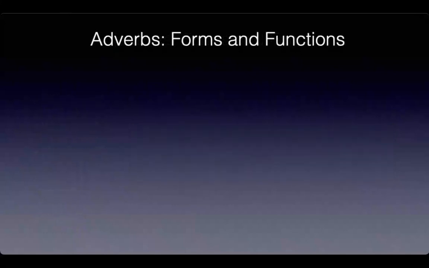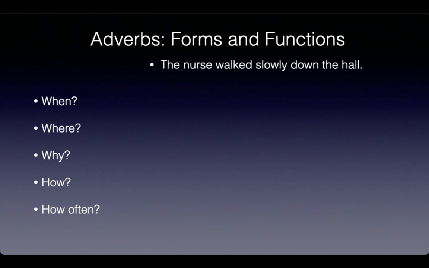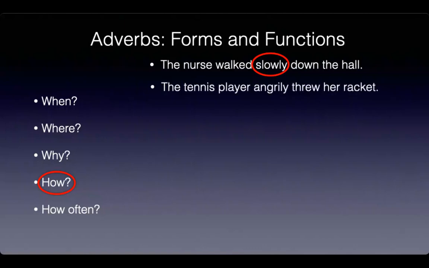While adjectives describe nouns and pronouns, adverbs describe verbs, adjectives, and other adverbs. And they answer the following questions: when, where, why, how, and how often. The most common type of adverb describes a verb and usually ends in ly. The nurse walked slowly down the hallway. How did the nurse walk? Slowly. The tennis player angrily threw her racket. How did the tennis player throw her racket? Angrily.